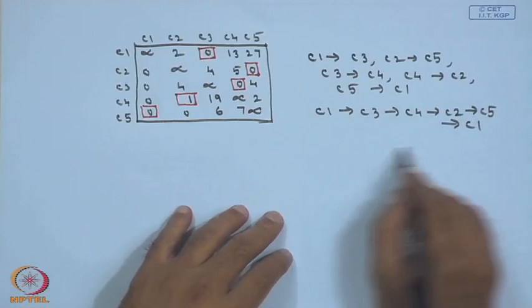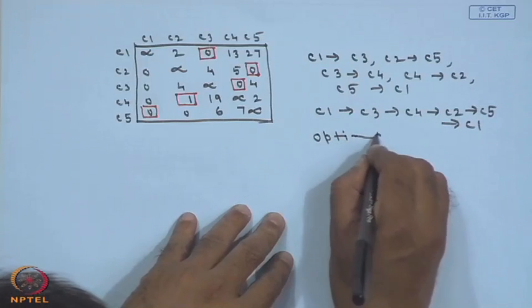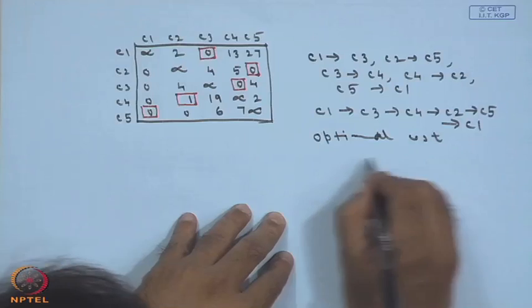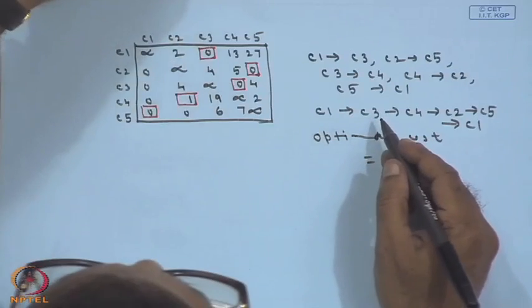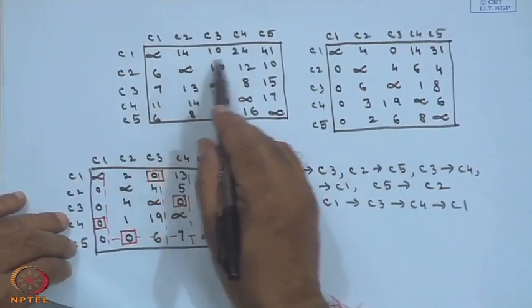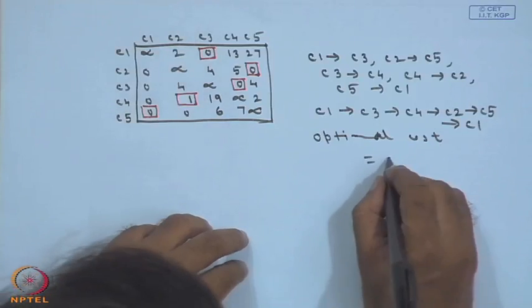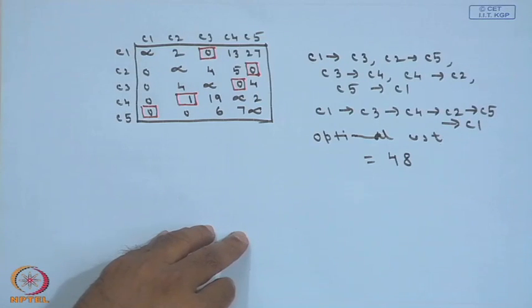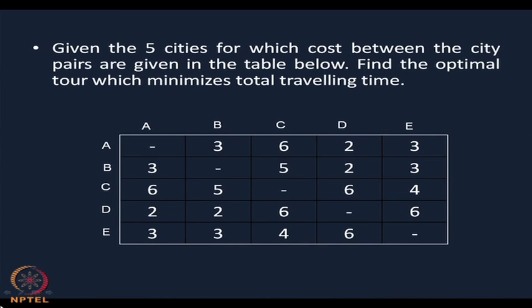So this is the optimal path, and what is the optimal cost? The optimal cost will be the sum of moving from C 1 to C 3 and so on, on the original table. From the costs we have written, like 14, 10 and so on, you can find the cost, and the cost becomes 48. So this is one way to do it. Now let us see the next problem.